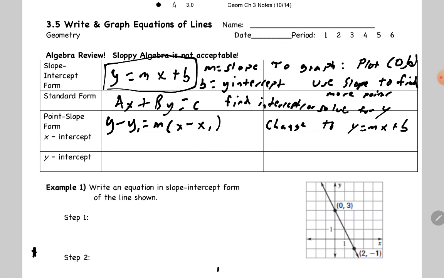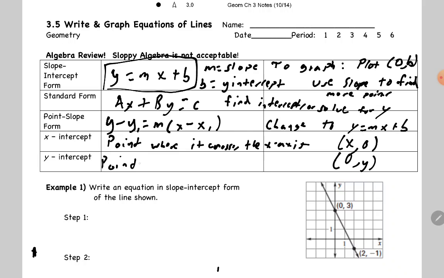Okay, the x-intercept is the point where it crosses the x-axis. So your y value is 0, and then for your y-intercept, your x value is 0. It's the point where it crosses the y-axis.